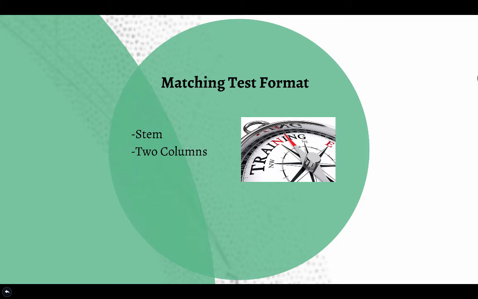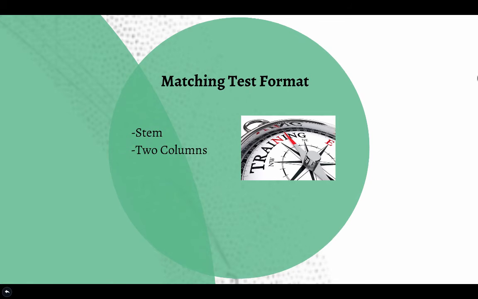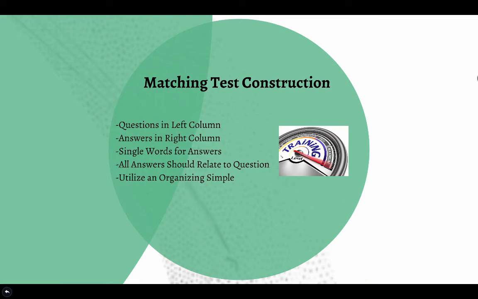The matching test item format consists of a stem and two columns listed below the stem. The stem provides directions as to how the student must match the item in the two columns. One column contains the question or problems to be answered, and the other column consists of the answers. Use the following guidelines when constructing matching test items. First, always place the question in the left-hand column and place the answer in the right-hand column.